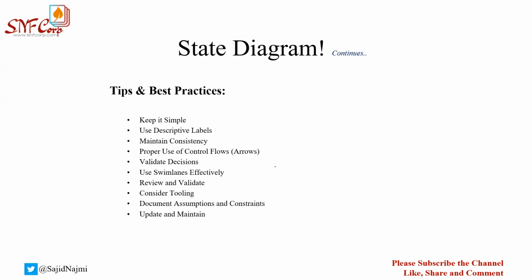Using correct arrows is very important. We have just seen the example going from A to B or B to A. If you do not have that arrow correct, this will not make sense. So please try to have the arrows very carefully. You have to validate decisions. Try to do a dry run and see if you can validate the decisions or not. Simulations are very effective and you have to use them effectively.